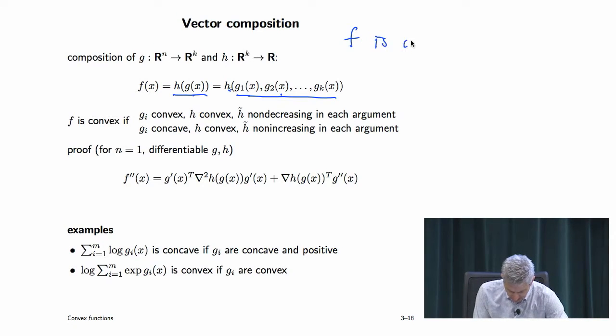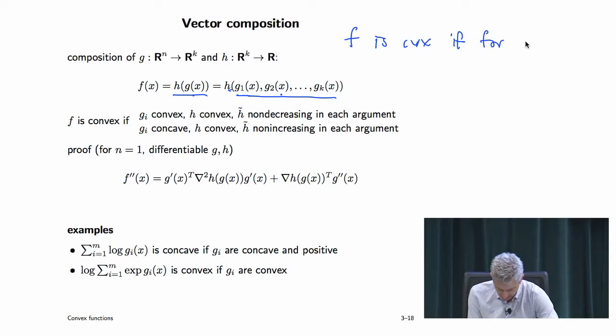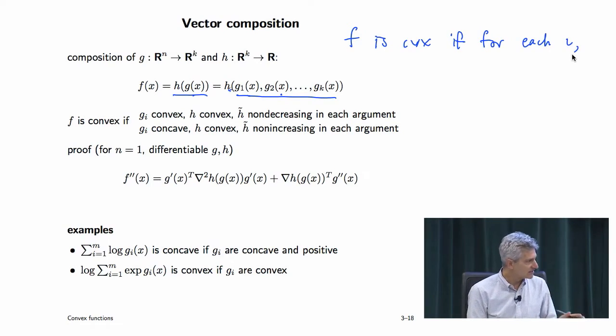F is convex if, and this is only sufficient, it is absolutely not necessary. It's if the following is true for each i. I'll give you a more general version, and we'll have an exercise on this, so don't worry about it, but I just thought I'd say it now. One of the following occurs.